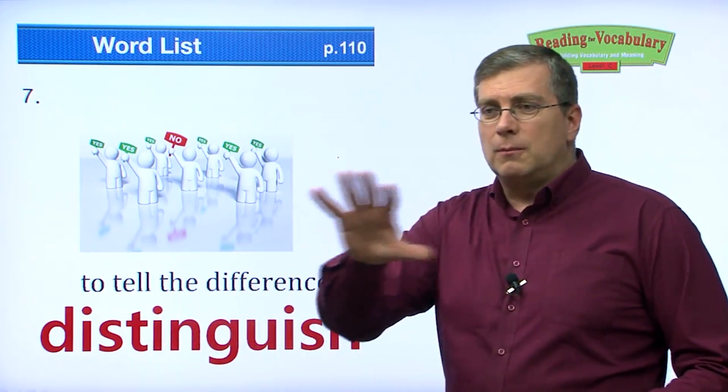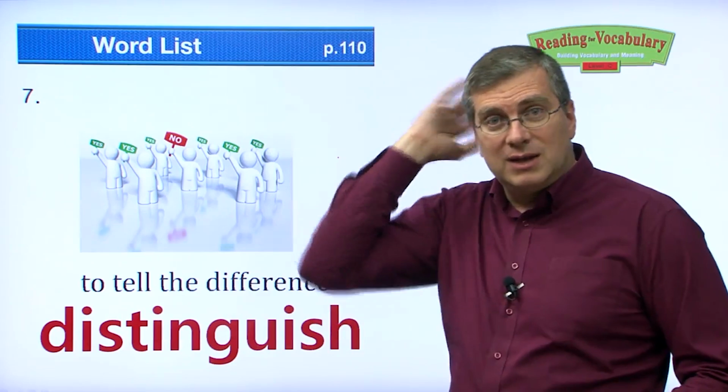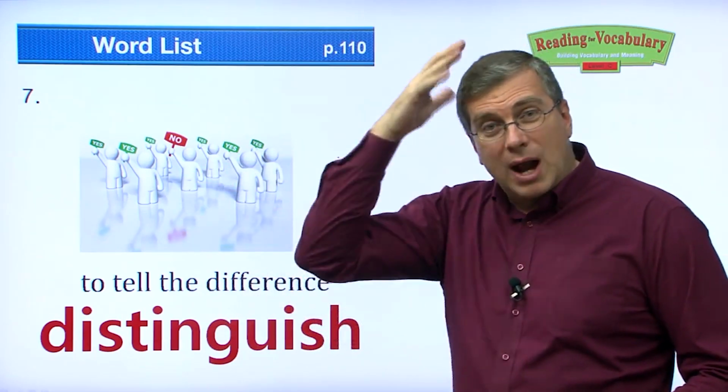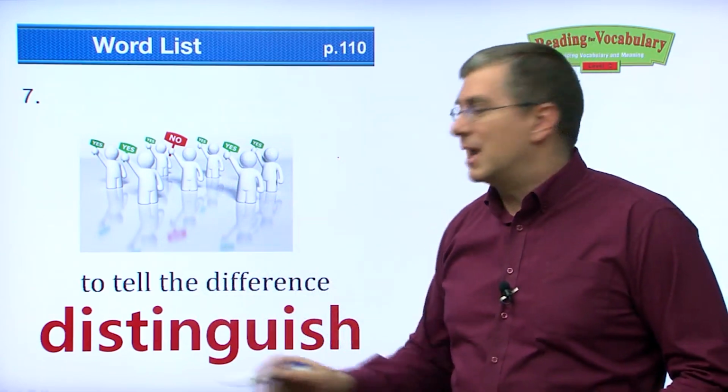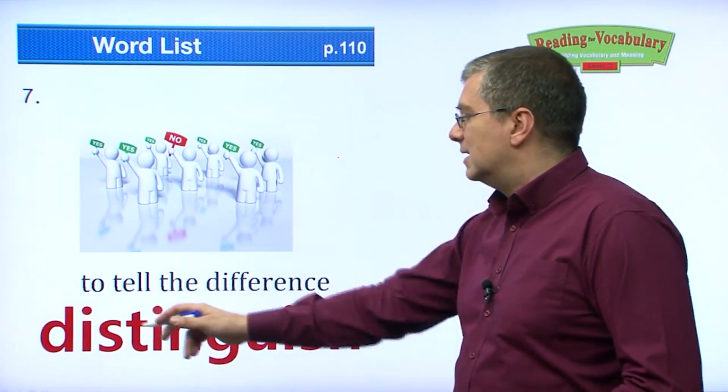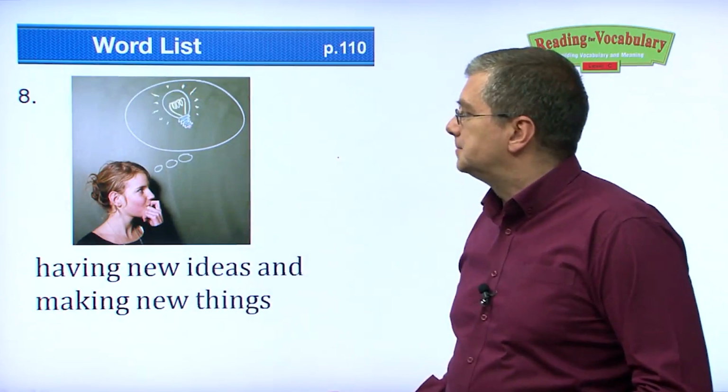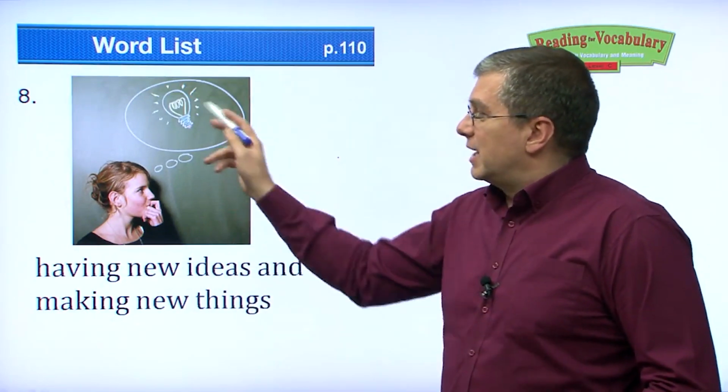If you see several people and one person is blonde and the other people have brown hair, then you can easily distinguish the blonde person right away. You can tell the difference. Distinguish.